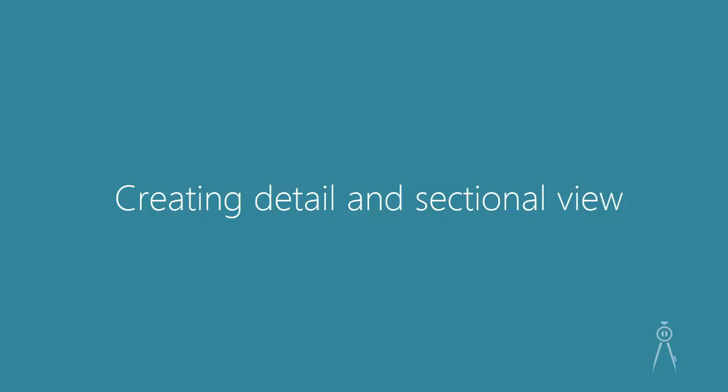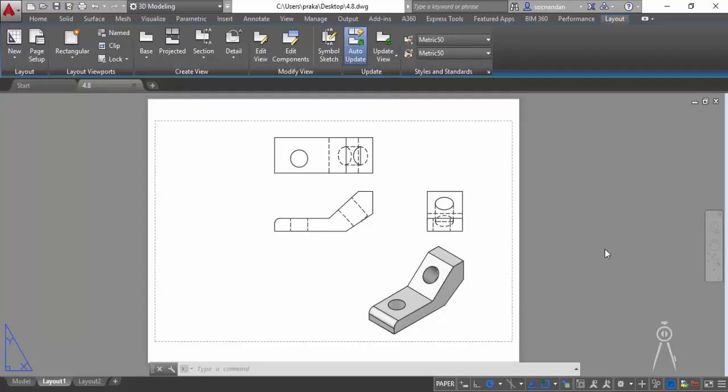In the previous lesson, we learned about creating these 2D views from the 3D drawing, and in this lesson I'll tell you about creating detailed view and section view from the drawings which we have right now in the layout view. So from this base view we created this top view and the projected view here. So we are going to now create a sectional view.